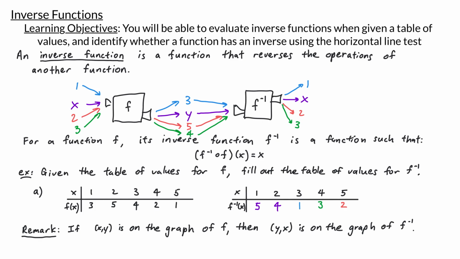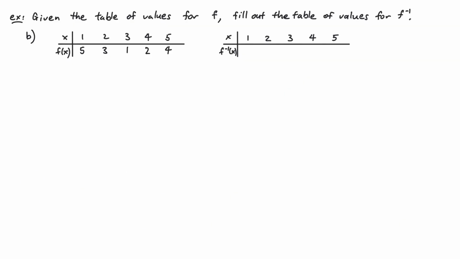Let's take a look at some more examples. In our example here, we're given another table for f. This time when we input 1, 2, 3, 4, 5, we get the outputs 5, 3, 1, 2, and 4. So let's figure out the corresponding table of values for the inverse function, and let's try to fill this table out from left to right. The thing to remember is that when we compare f with its inverse function, the inputs and outputs are flipped.